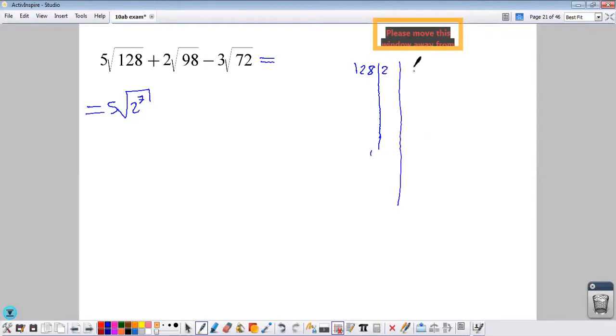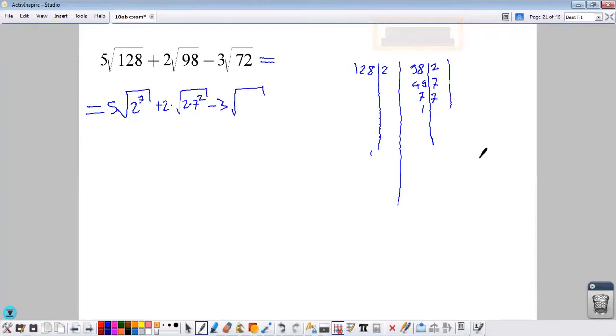So then you should do this for 98. You should always start with by 2. You will get 49. The 3 won't work, 5 won't work. You will continue by 7. It will be 7, and 7, it will be 1. So you will have 2 times 7 squared in here minus square root of 72.